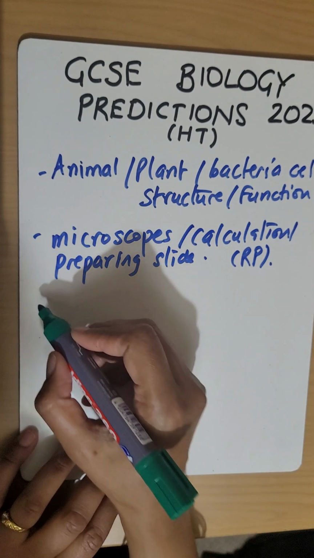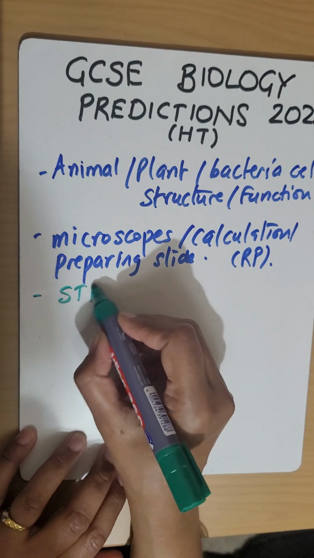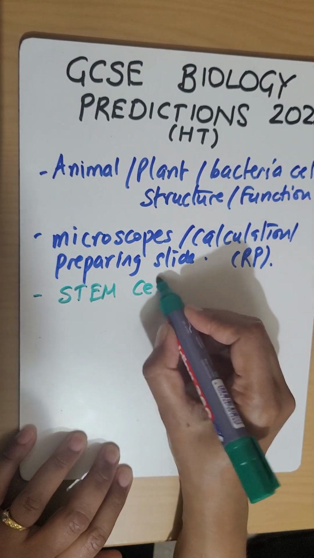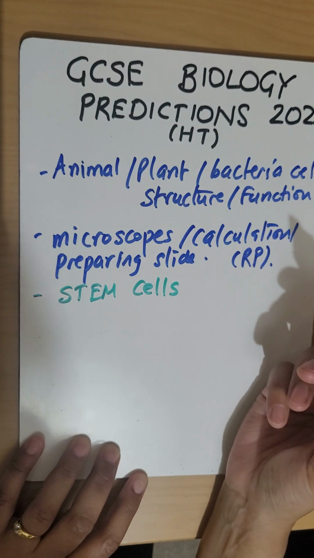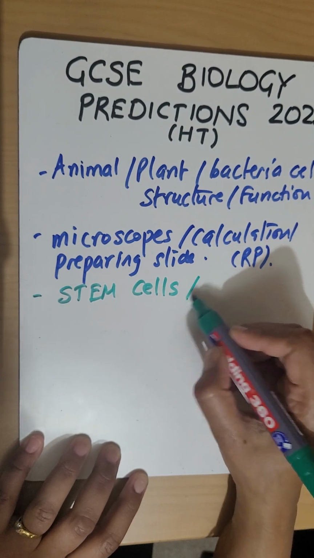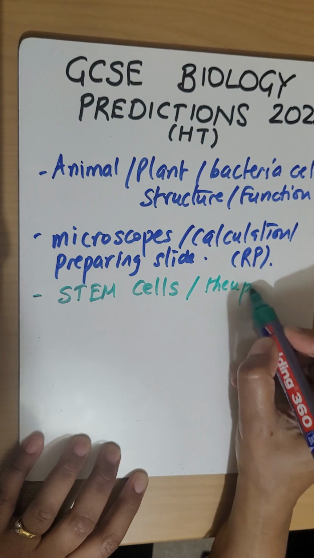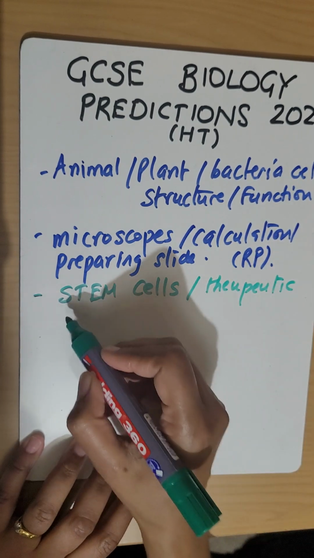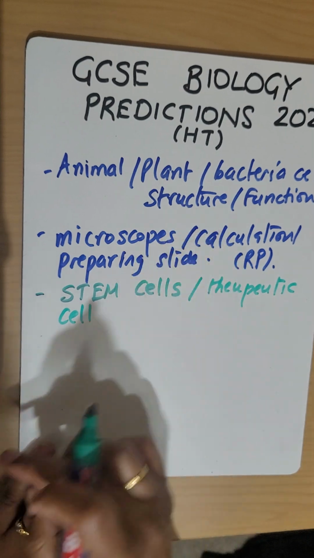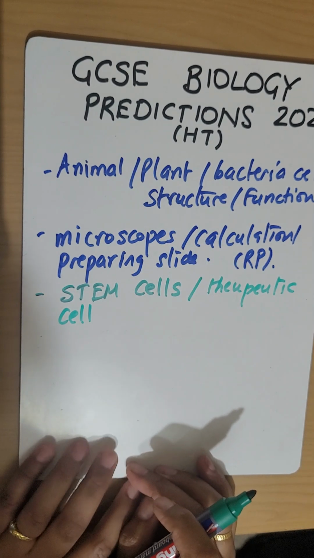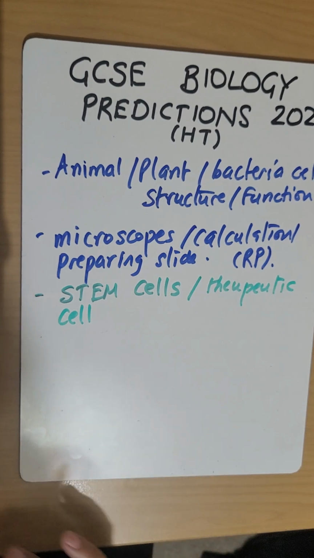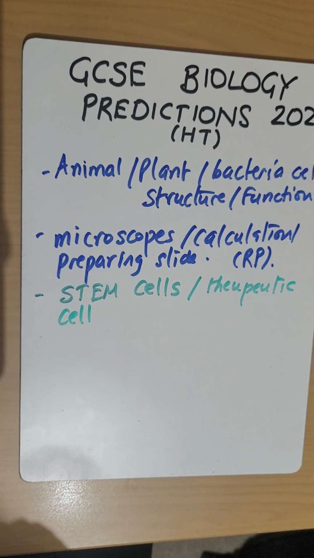The next topic we're looking at is stem cells. Stem cells have not come up in the exam for 2023 or 2024, so it's more likely to come up this year. It could be therapeutic uses, what we can use them for, how they work, what they do. It's quite important that you're aware of how stem cells work, where they're used, and different parts and organs.